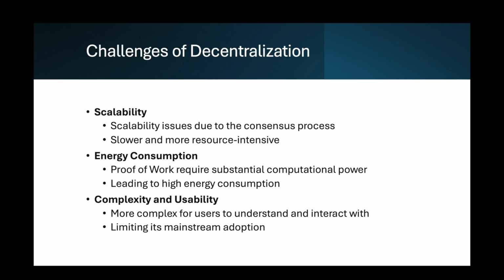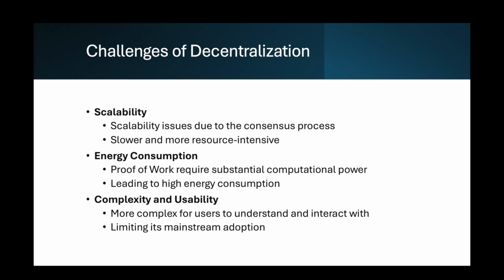Challenges of decentralization. Scalability. Decentralized networks can face scalability issues due to the consensus process, which can be slower and more resource-intensive than centralized systems. Energy consumption. Certain consensus mechanisms, like proof of work, require substantial computational power, leading to high energy consumption.